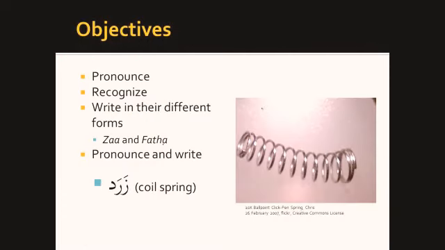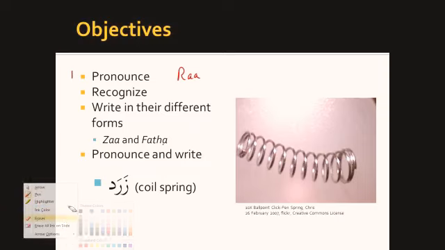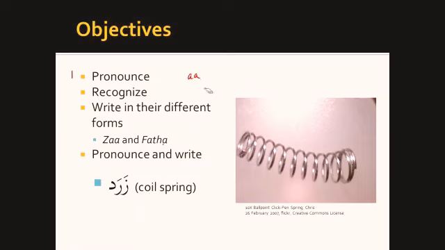So as usual, we have our 4 objectives for this lesson. The first objective is to pronounce the ra. Excuse me, we're not doing the ra here, we're doing the za. So I'm going to erase that. Okay. Let's go back here. So we're doing the za. So we have the za here to pronounce the za and the fatha, the short vowel fatha. And this is a short vowel here.